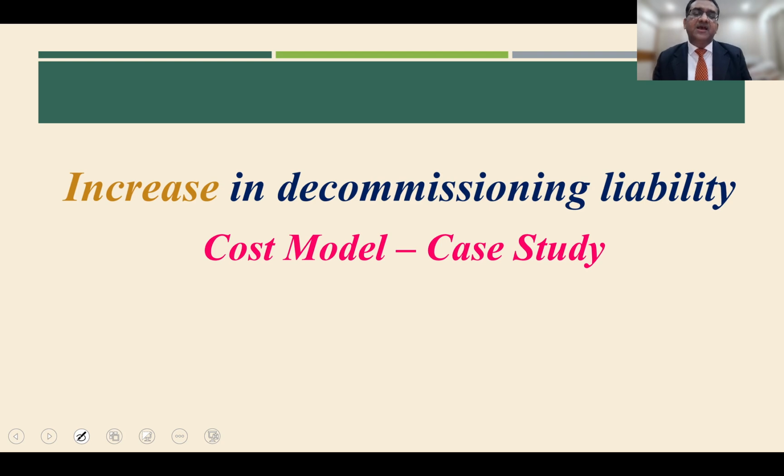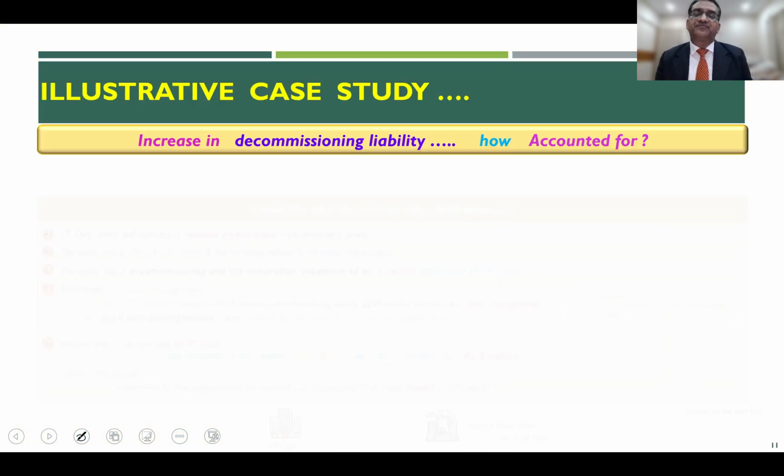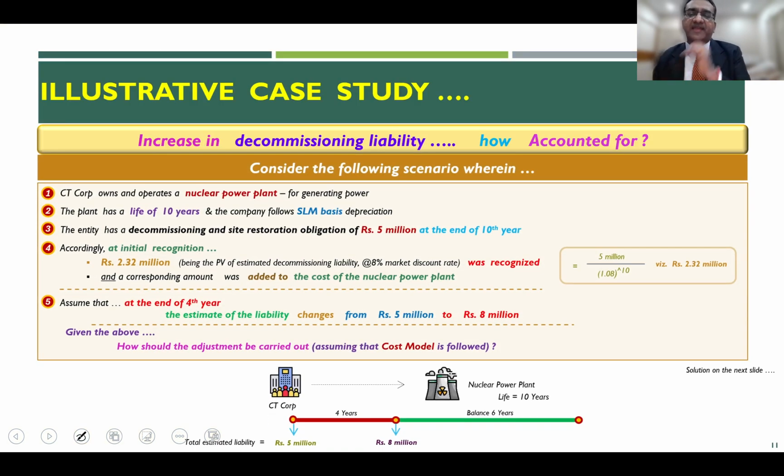Let's see this. The first case study is where there's an increase in the decommissioning liability and the entity is using cost model. Similar to the example we saw in the earlier video, you have a nuclear power plant, life is 10 years, SLM basis of depreciation is being followed. The entity has a decommissioning liability of 5 million at the end of 10 years.